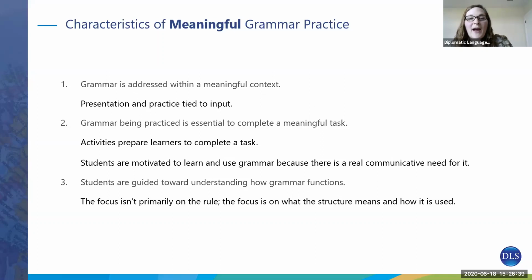Second, the grammar being practiced is essential to complete a meaningful task. I saw that in one of your comments in the goals of grammar. I can't remember who said it, it might have been Frederica, that you're teaching them something that is essential to the task. So the practice activities need to prepare the learners to complete some sort of task later. This also helps with student motivation, because they're motivated to learn and use the grammar because they can see and connect it to that real communicative need. So they understand why they're doing it.